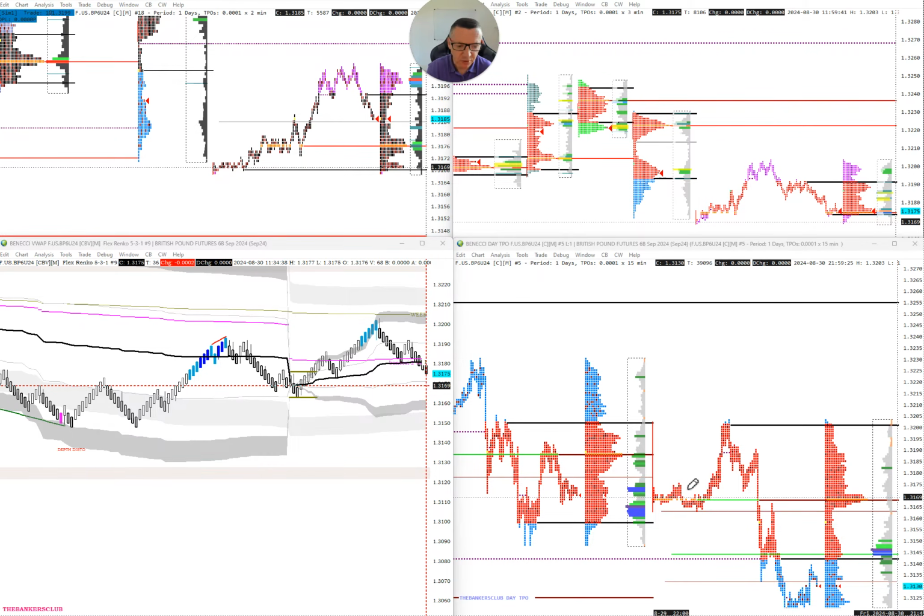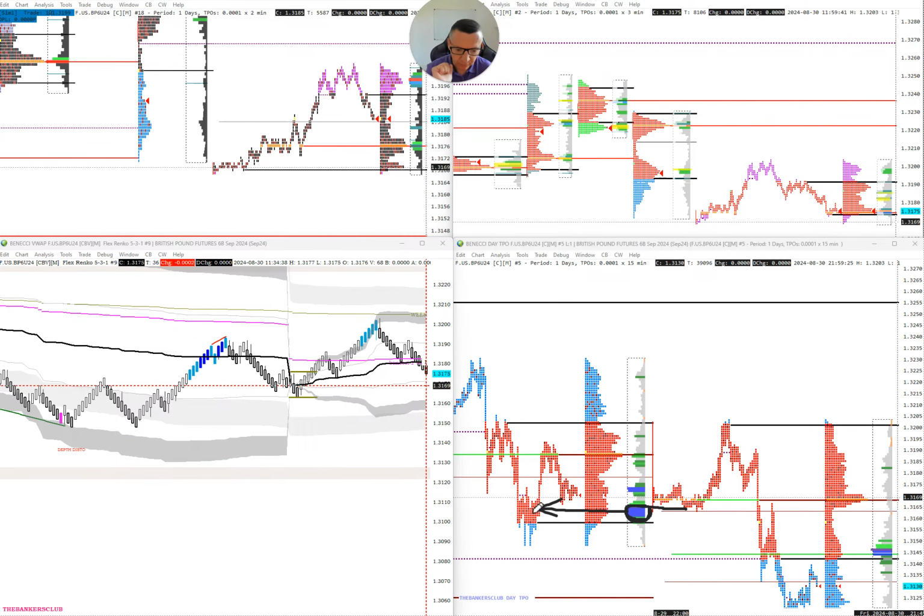price has opened up inside a previous day value area, tested this area here, which is just short of the value area low here, and the reason why it's moved away from this area is because we've got high volume in this area previously, because this area here is this area here.